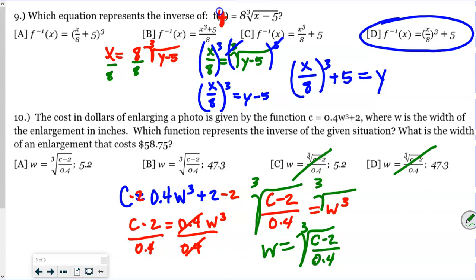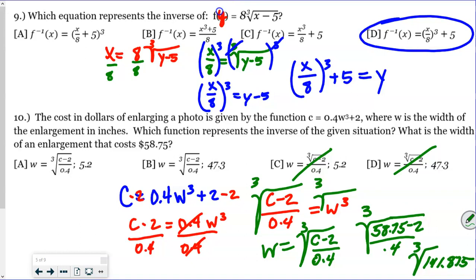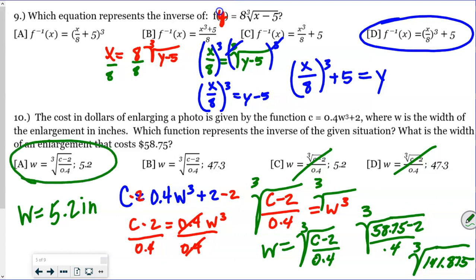Now, let's go ahead and plug our value in. So we're going to do the cube root of 58.75 minus 2 divided by 0.4. Well, when I did that, I got that I'm looking for the cube root of 141.875. When I take the cube root of 141.875, I got that w was equal to 5.2 inches, okay? So that means this has got to be my answer right there.